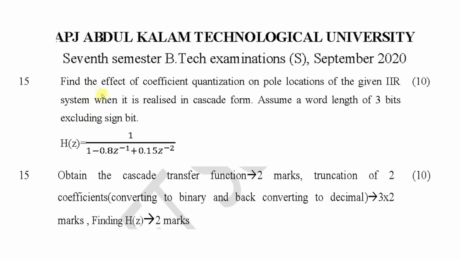Here is another problem from the 5th module. Find the effect of coefficient quantization on pole locations of the given IIR system when it is realized in cascade form. Assume a word length of 3 bits excluding sign bit.